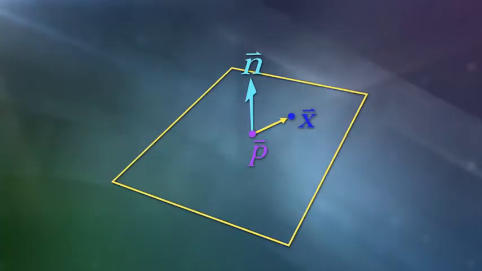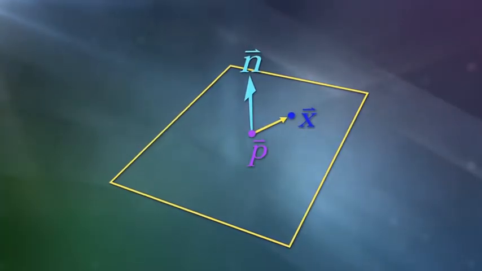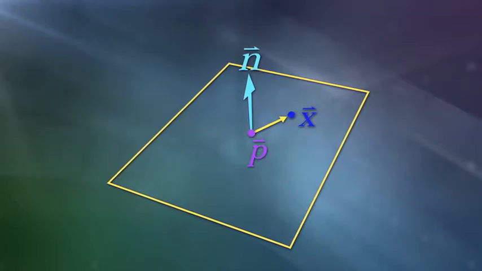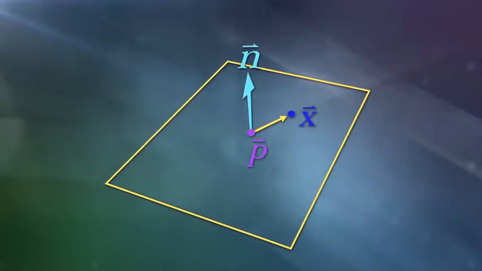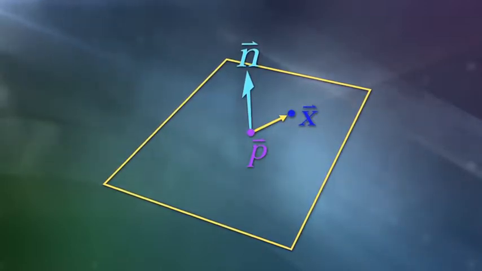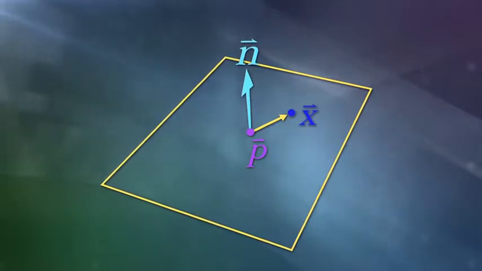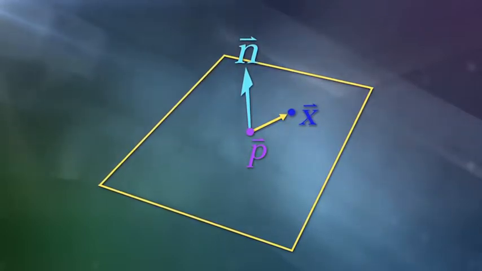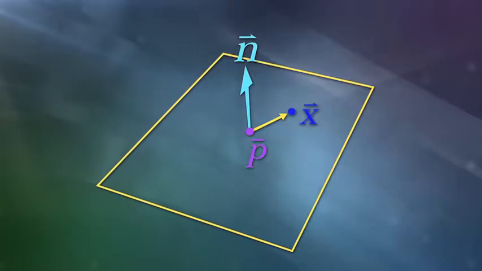In R3, we can use the dot product to describe a plane a slightly different way. If you know a point on the plane and a direction vector perpendicular to the plane, that's called a normal vector, that is enough to specify a plane. Let's see how. Suppose P is a point in the plane and n is a normal vector to the plane. If the vector x is any other point in the plane, then x minus p is a vector that must be perpendicular to n.